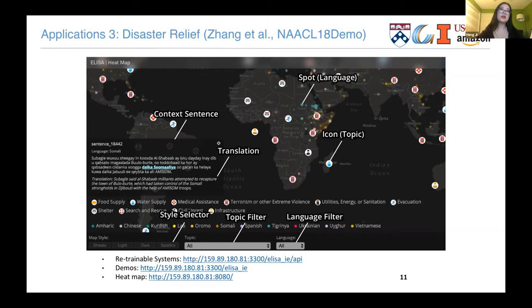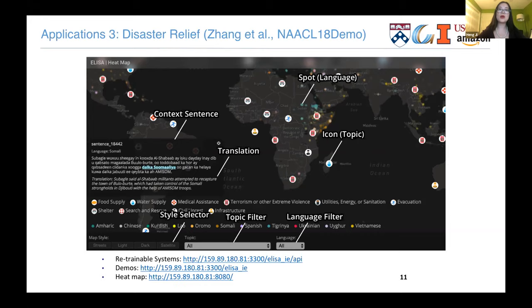As an English speaker, you don't need to really go back to read, or you won't be able to read all those 300 languages, but from the map, you can see what's going on, and you can see which location needs more water or needs evacuation. And if you don't trust the information, we still show the evidence sentence and the translations. So this can help us to do better resource allocation.